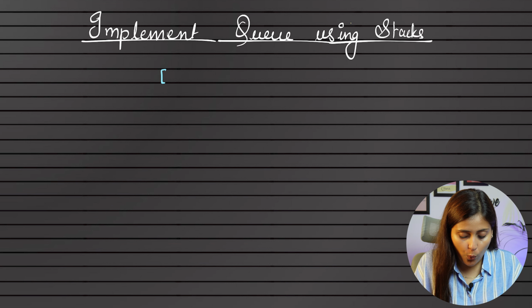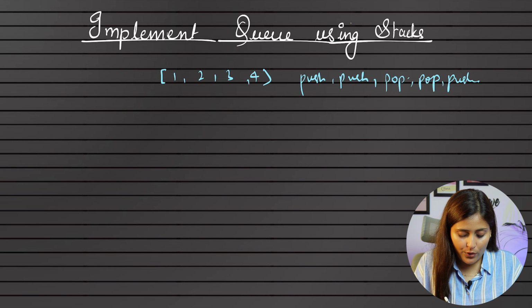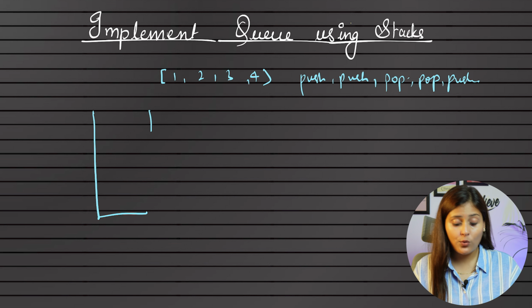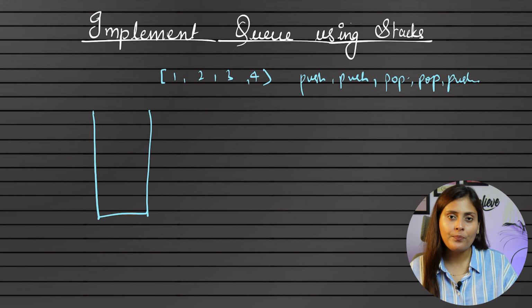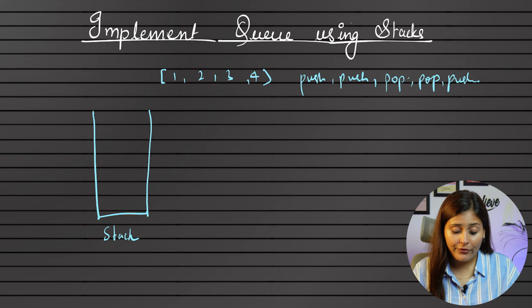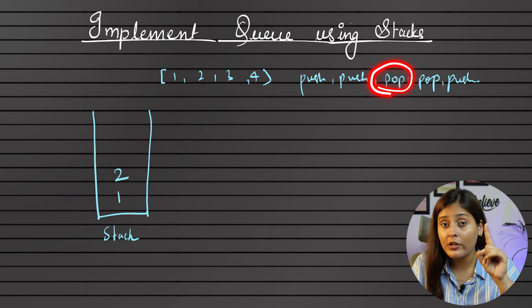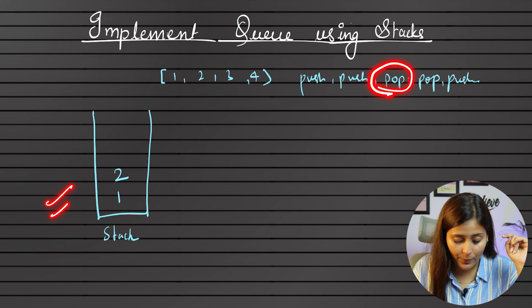Suppose you have to insert 1, 2, 3, 4, and the functions you have are like push, 2 times push, then pop, then push and so on. As the question says, you have to design a queue using stack, so for sure you will use the stack data structure. Now the very first operation is to push 1, so you will push 1 here, then push 2. Now the third operation is to pop, and if you use the same stack to pop, you will get the top element.